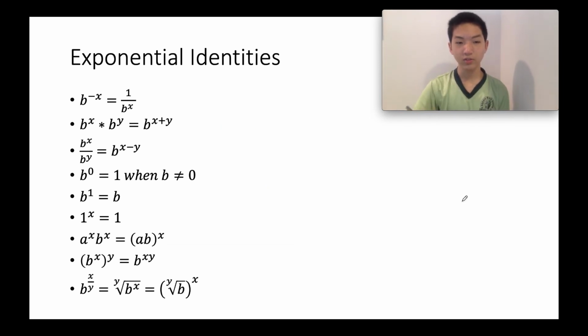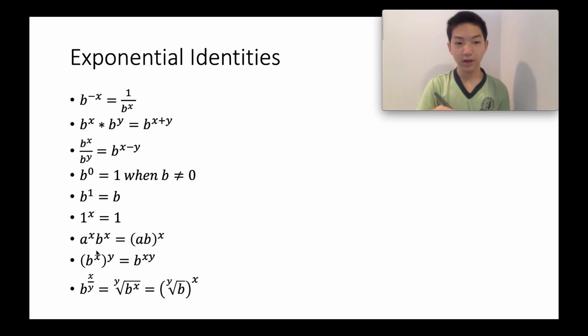So next we have b to the 1st power is equal to b. Well, that's pretty self-explanatory because you're just taking one of that thing. So you can just ignore the 1. Next we have 1 to the x is equal to 1. That's also pretty self-explanatory because no matter how many times you multiply 1 by itself, it'll always still be 1.